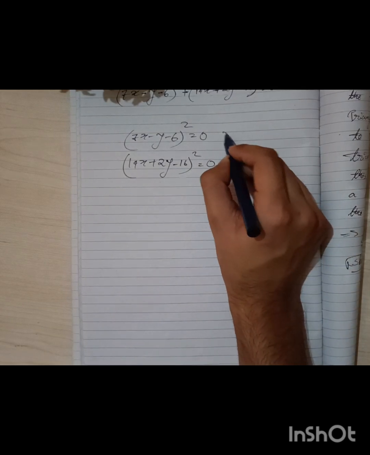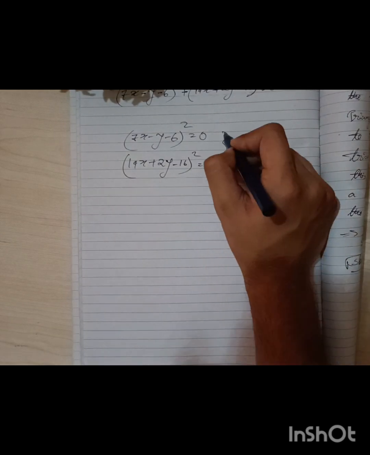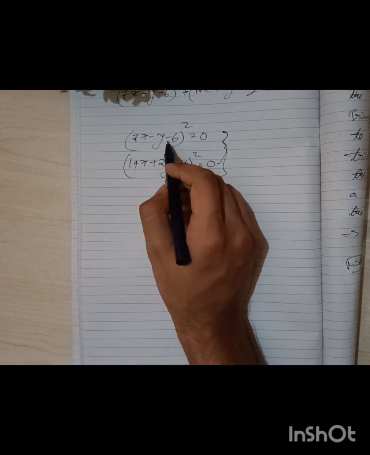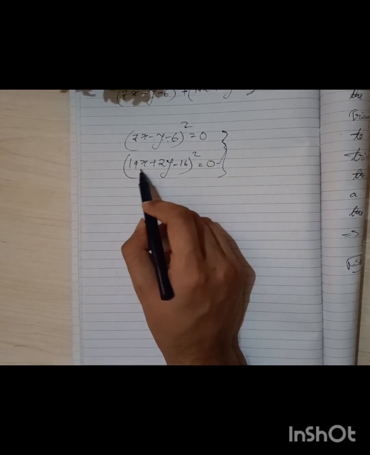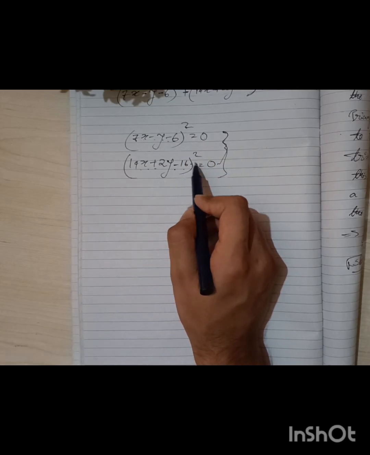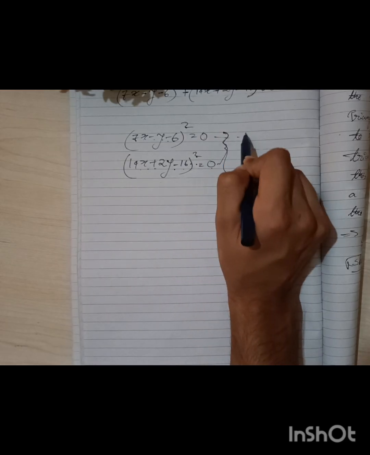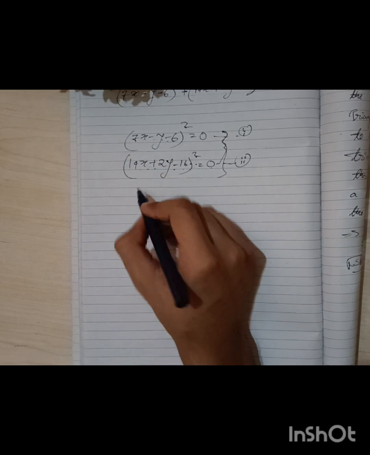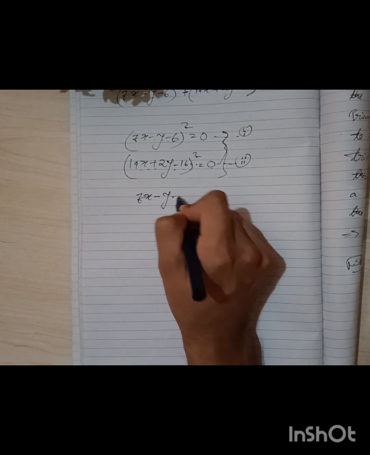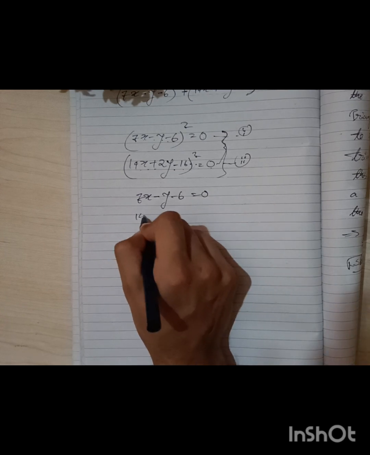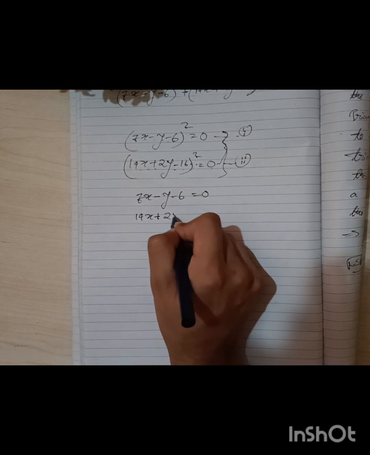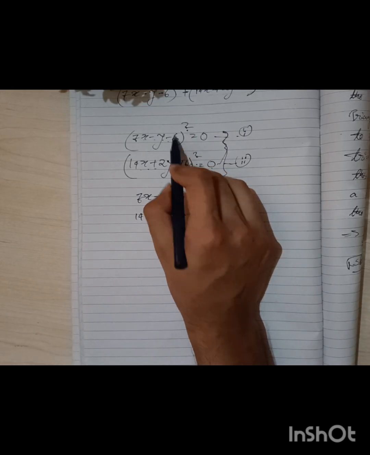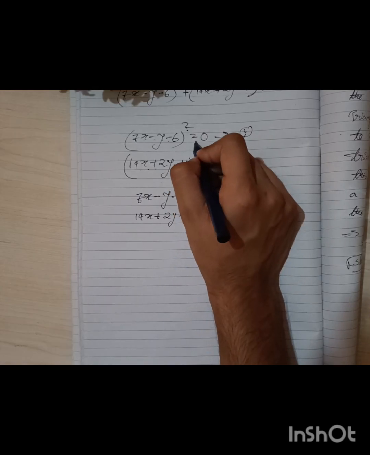Now we have got these two equations. 7x minus y minus 6 whole square equal to 0, and 14x plus 2y minus 16 whole square equals 0. This is the first and this is the second. Then we can easily write 7x minus y minus 6 equal to 0, and 14x plus 2y minus 16 equal to 0. The square is converted into root of the right hand side.